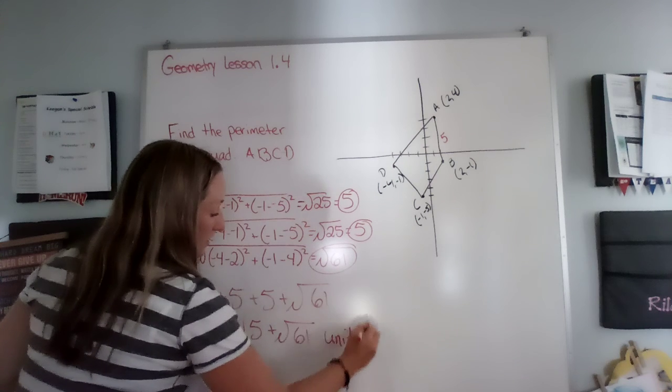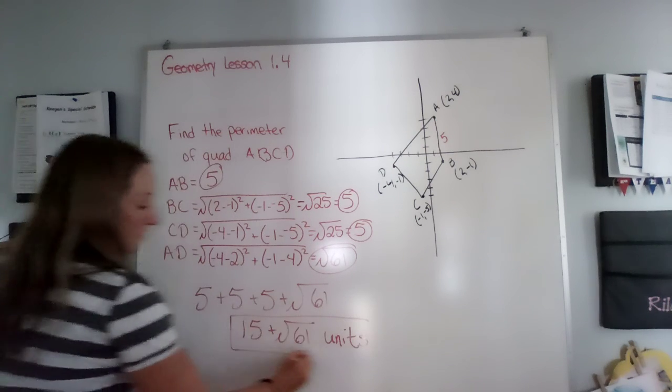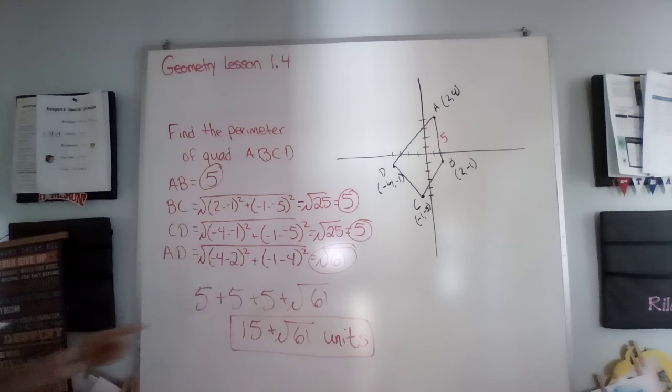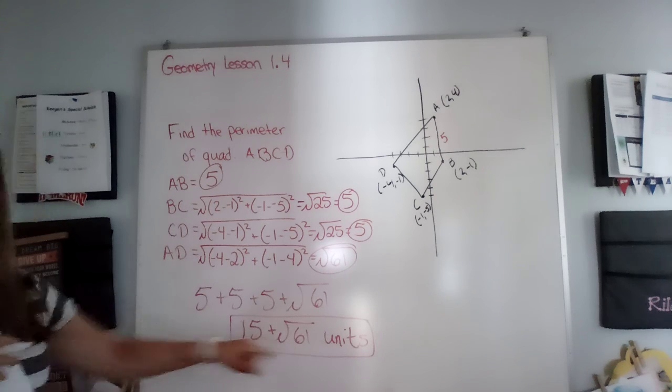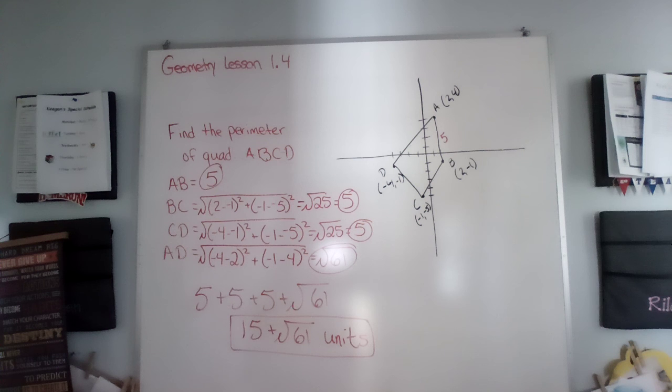If the direction said to round to the nearest 10th or 100th, then I would plug this into my calculator and get a decimal approximation. But since it didn't say to round, I want the exact answer, which that is the exact answer. Okay?